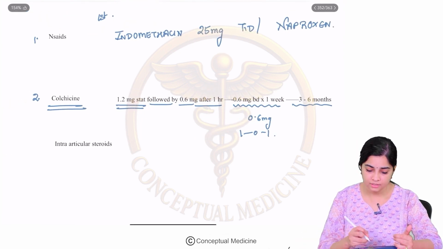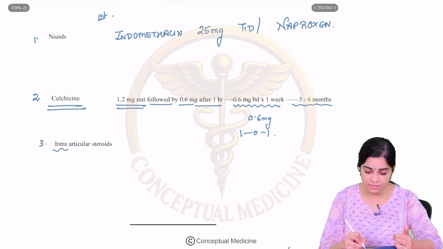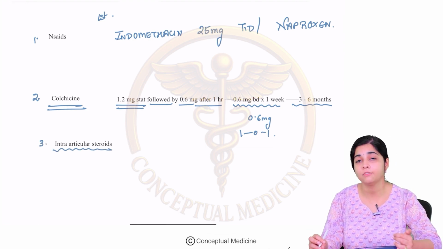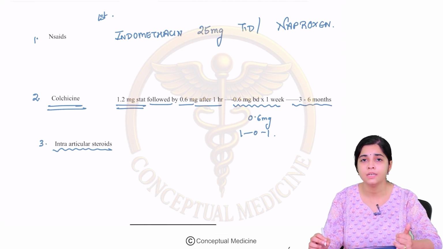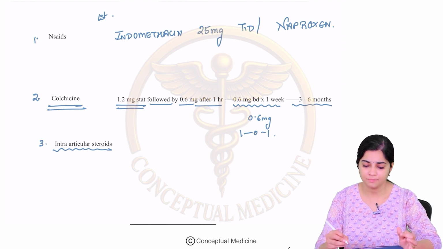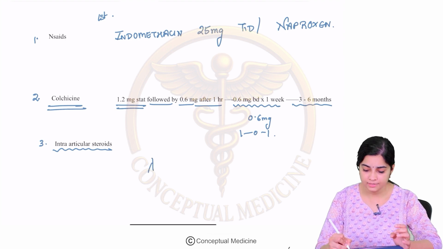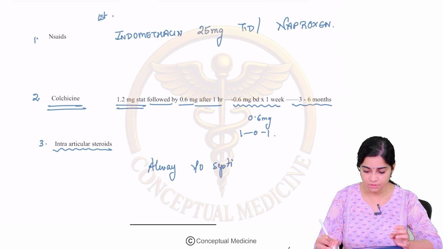Okay, fine. The third management, in a severely painful arthritis, you can give intra-articular steroids. Intra-articular injection of steroids can be done, but always rule out septic arthritis before injecting into a joint, and hence this has to be done.